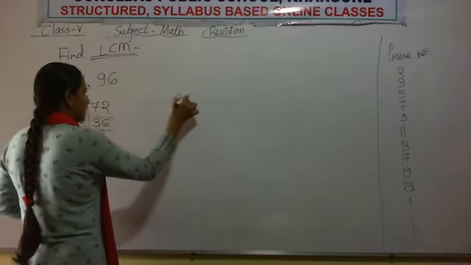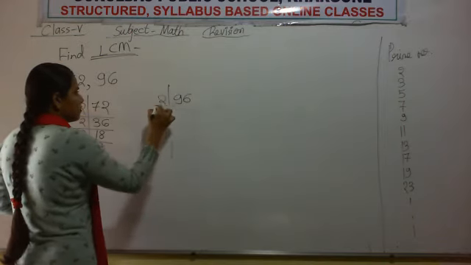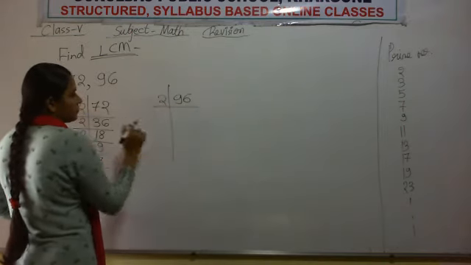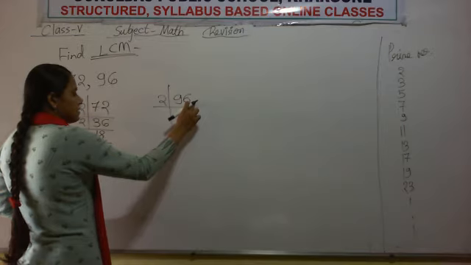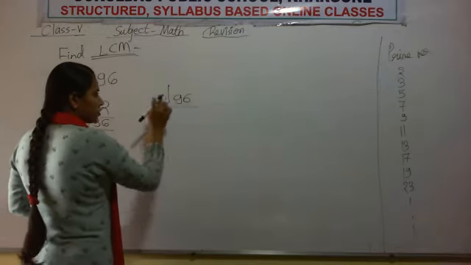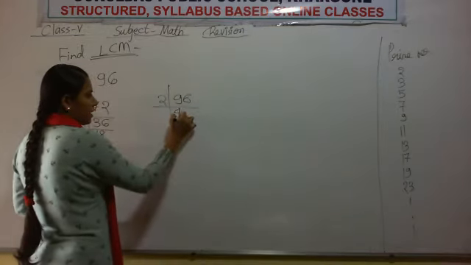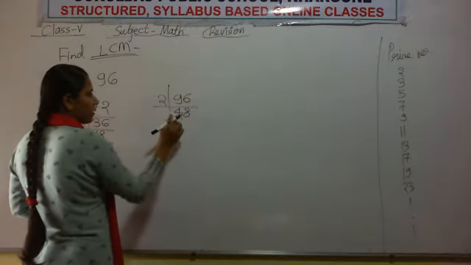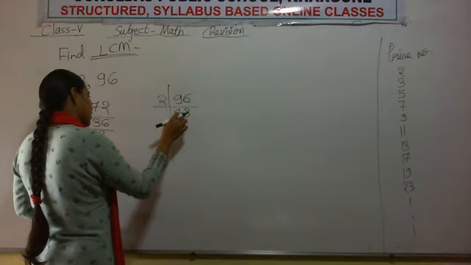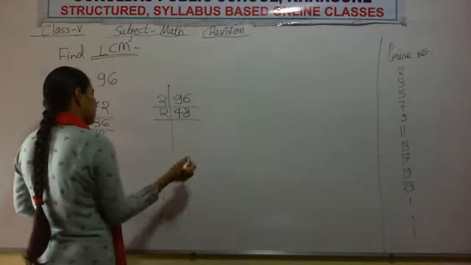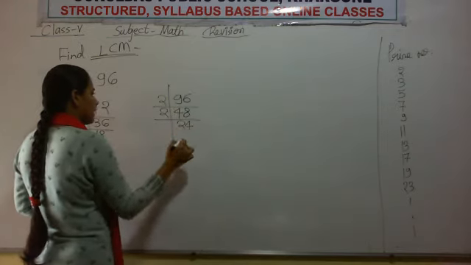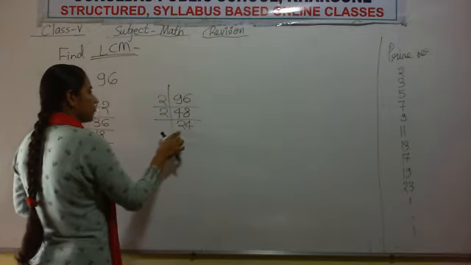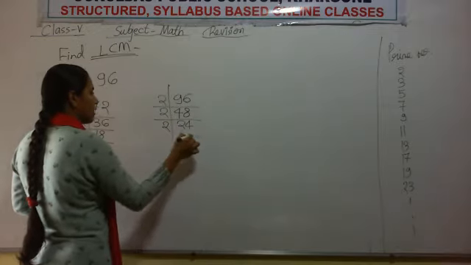Now next number is 96. 96 is an even number, so we can divide it by 2. 2 4s are 8. 1 is given here, it becomes 16. 2 8s are 16. Okay. Now 48. 48 is also an even number. We can divide it by 2. 2 2s are 4. 2 4s are 8. We get 24. 24 is an even number. We can divide it by 2.